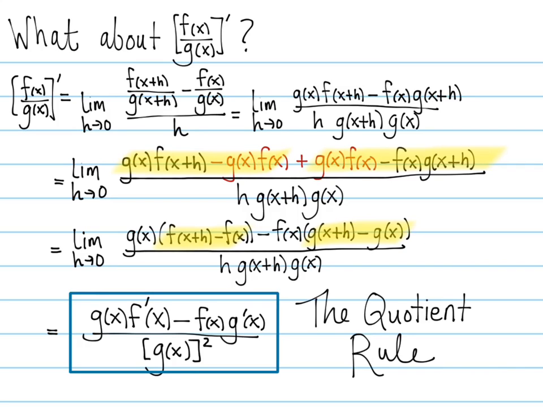And so what we get is that the derivative is g of x f prime of x minus f of x g prime of x all over g of x squared. And so this is called the quotient rule. And one way to remember the quotient rule is by thinking of a fraction as being the high part and the low part. We used to like to say the derivative is low d high minus high d low over low squared. It's the lower part times the derivative of the upper part minus the upper part times the derivative of the lower part over the lower part squared.